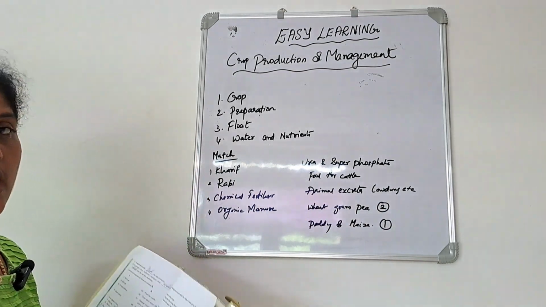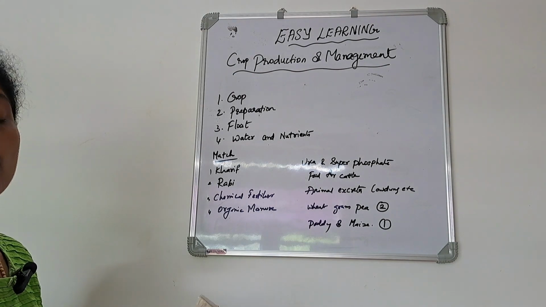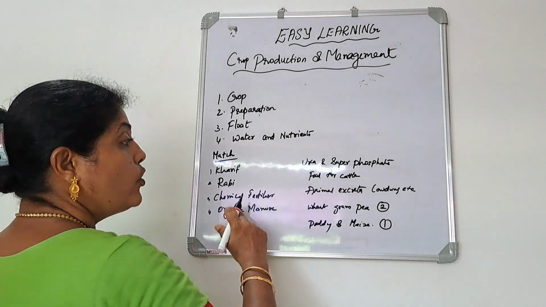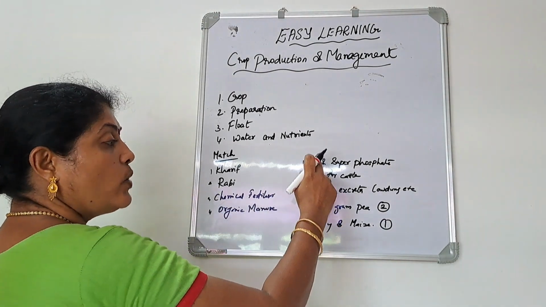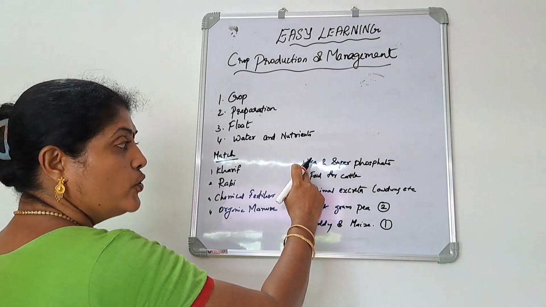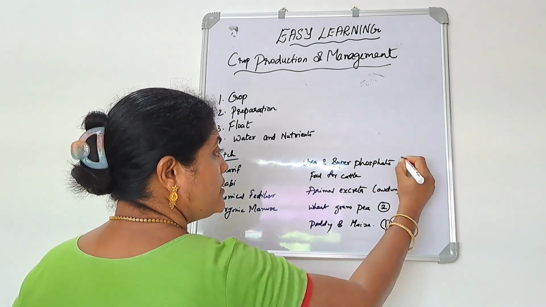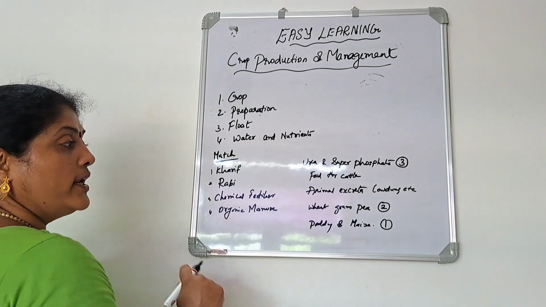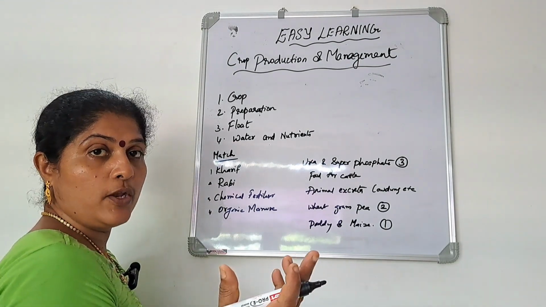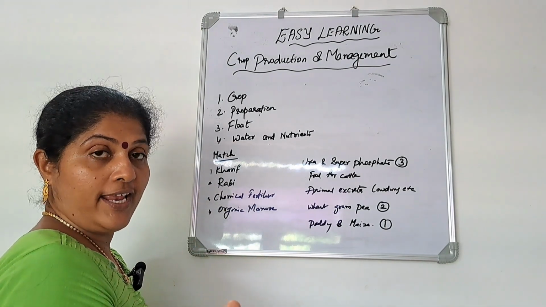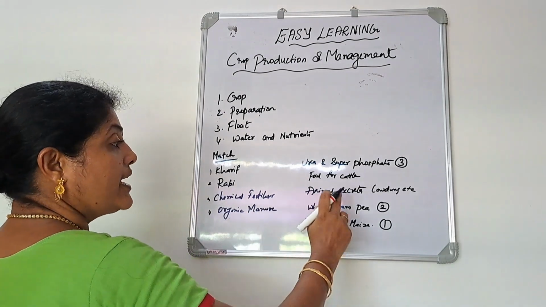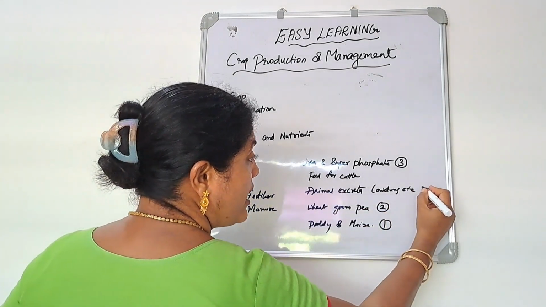Third one is the chemical fertilizer. Fertilizer means the chemical substances which are produced in the factories. So here from the above three, which one will be the correct answer? That is the urea and superphosphate. And fourth one it is the organic manure. Organic manure means which is obtained in the field. For organic manure, the correct answer is animal excreta, cow dung, etc.